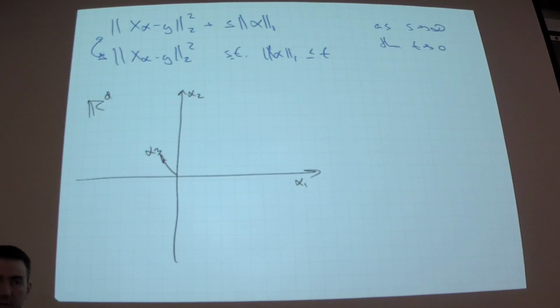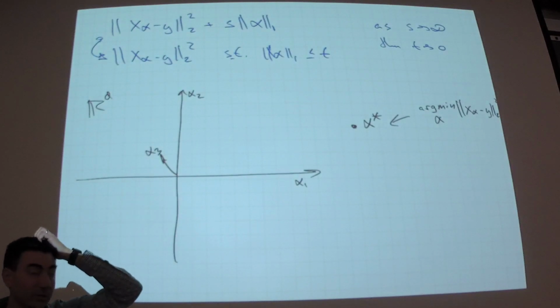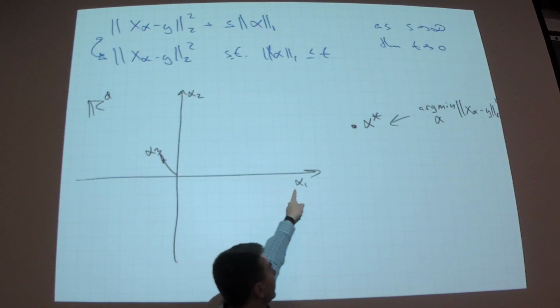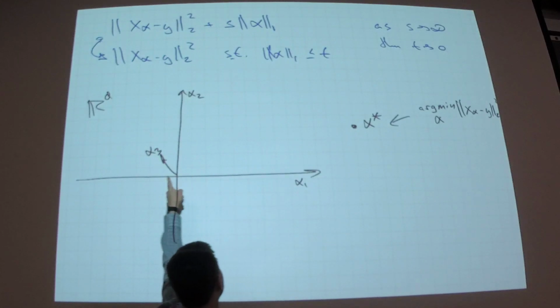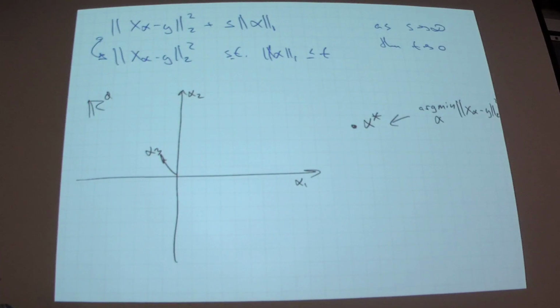Okay? And now somewhere in this space is going to be, let's make it right here, we'll call this alpha star. This is going to be the arg min over alpha of ||X alpha minus y||. Okay, so this is the least squares solution. Somewhere in this space is the least squares solution, right? So in this case, it's a positive alpha 1 coordinate, a positive alpha 2 coordinate. Maybe alpha 3 is negative, something. This is the least squares solution.